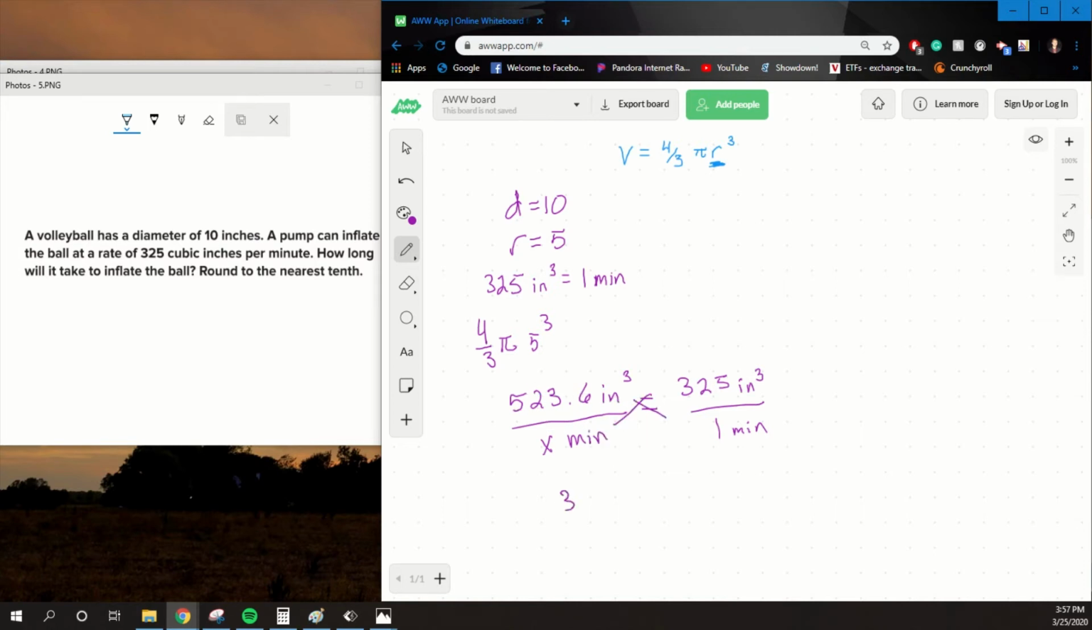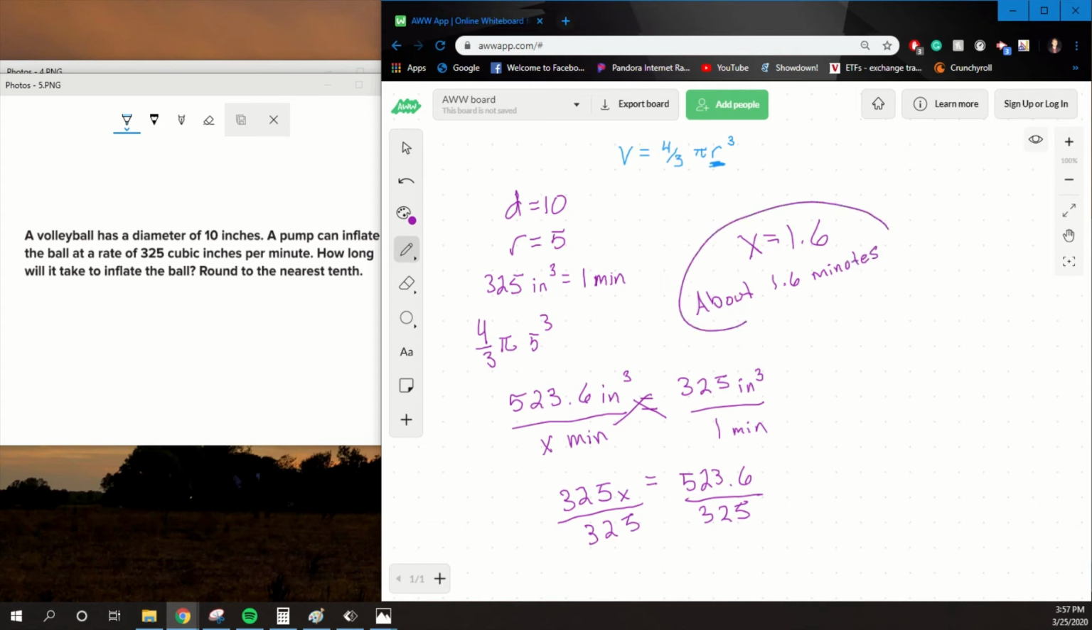You'd cross multiply, you'd get 325x is equal to 523.6. So you divide by 325, divide by 325. And when you divide that by 325, you get approximately x is equal to 1.6. So I would say about 1.6 minutes. It's important to read the context of your problem so you don't just get to this 523.6 inches cubed mark and think you're done when you're not.